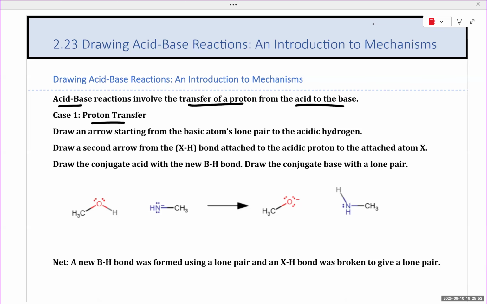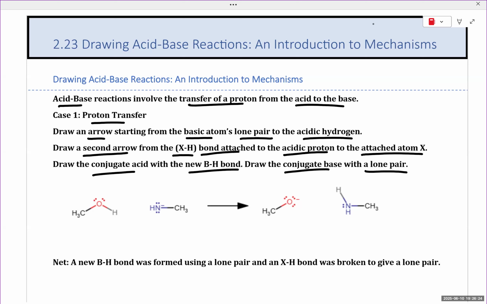So to draw proton transfers, you're going to draw an arrow starting from the basic atom's lone pair to the acidic hydrogen. You're then going to draw a second arrow from the acidic bond attached to your proton. So this X-H bond is the bond attached to the acidic proton, and then you're going to draw the arrow from this bond to the attached atom X. You're then going to draw the conjugate acid with the new base-hydrogen bond and draw the conjugate base with a lone pair.